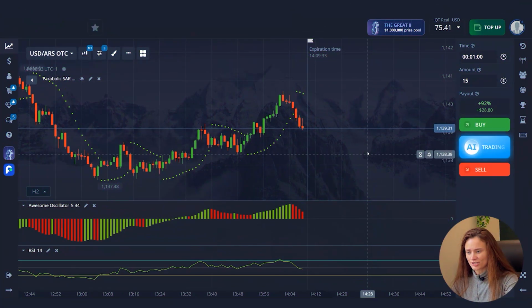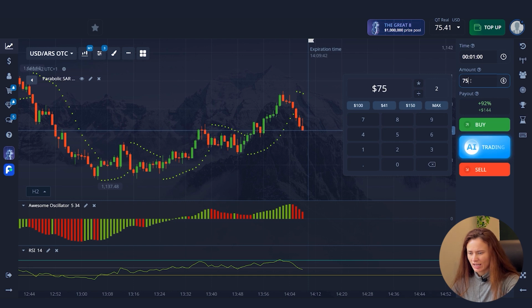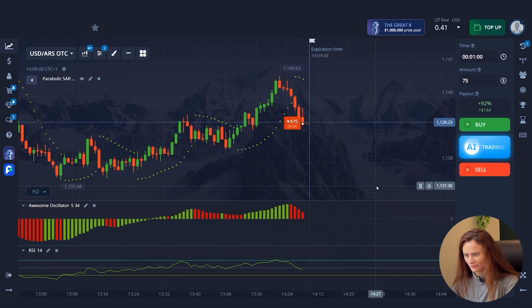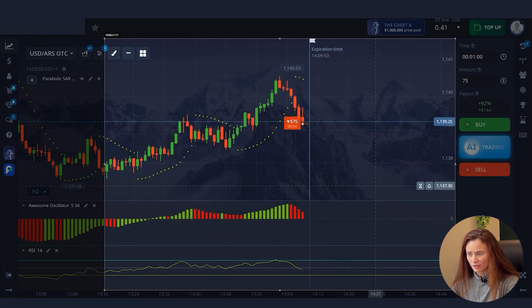Let's take the situation to work and open the first trade. The trading time will be 1 minute, start with $75, and my forecast is the price will go down, so I press the red button to open the trade. And now let's look at the situation in more detail.